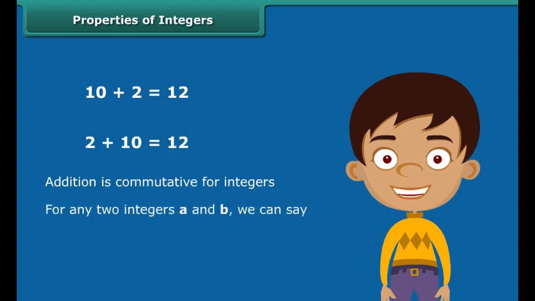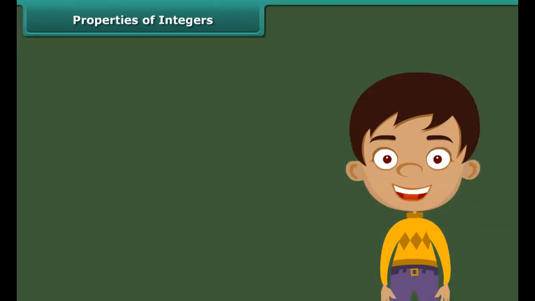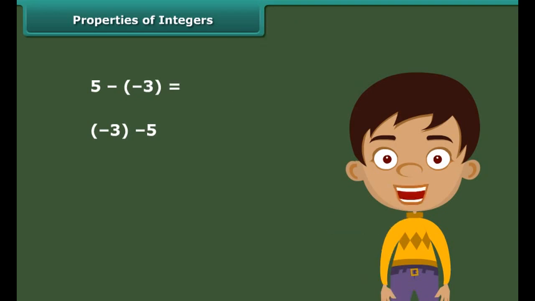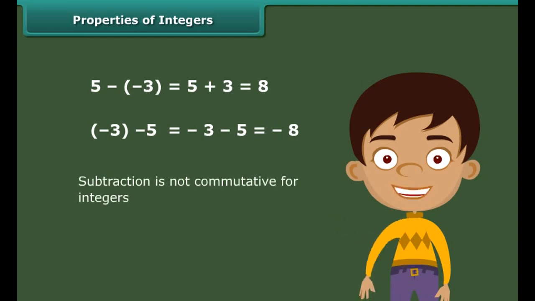In general, for any 2 integers A and B, we can say A plus B is equal to B plus A. Students, is 5 minus (minus 3) the same as minus 3 minus 5? No, because 5 minus (minus 3) is equal to 5 plus 3, which equals 8. And minus 3 minus 5 equals minus 8. Hence, we can say that subtraction is not commutative for integers.